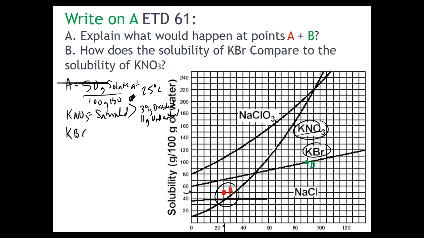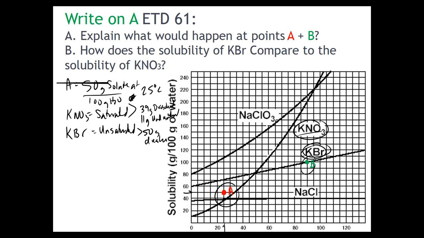If we look at potassium bromide, it's this line right here. And you can see that at point A, it's actually below it. And if it's below it, that means it's unsaturated because you haven't filled it up all the way yet. And that means that the whole 50 grams that you poured in there is completely dissolved.